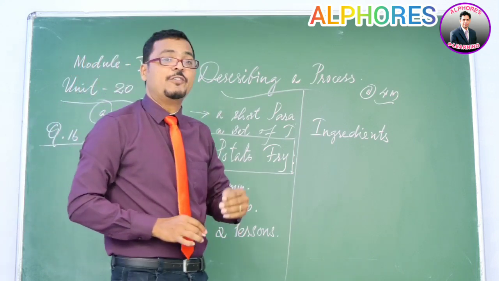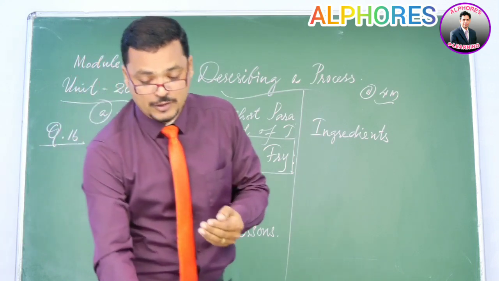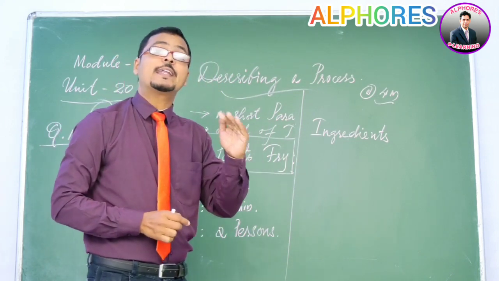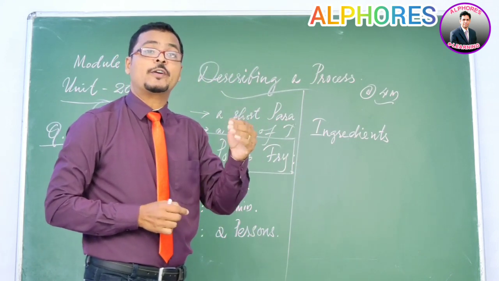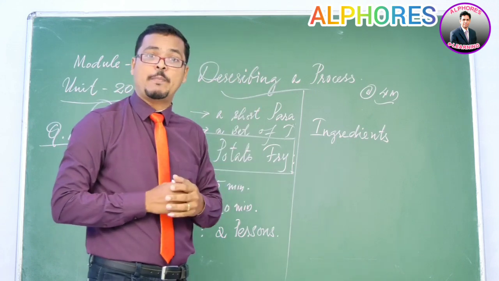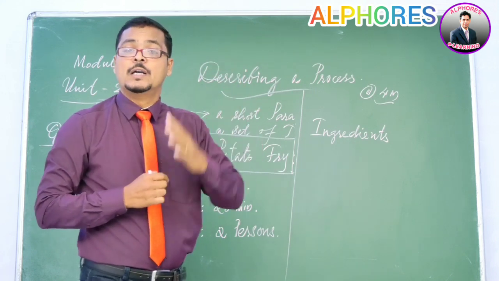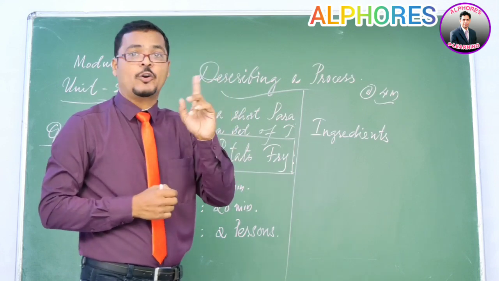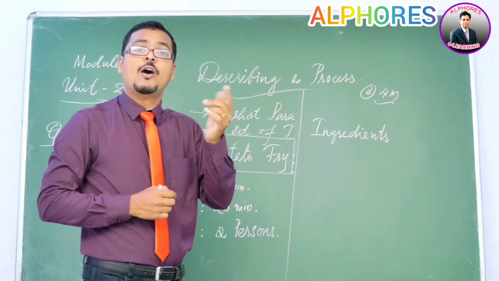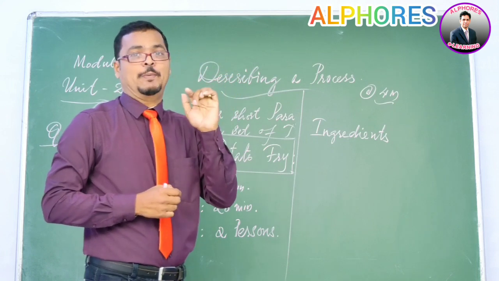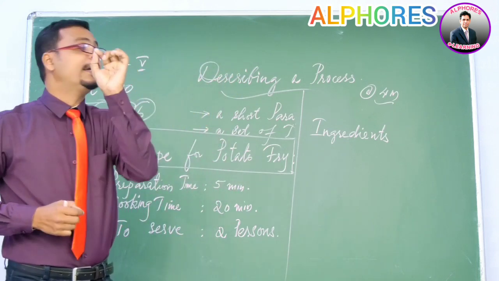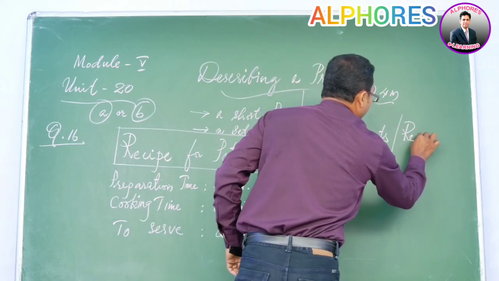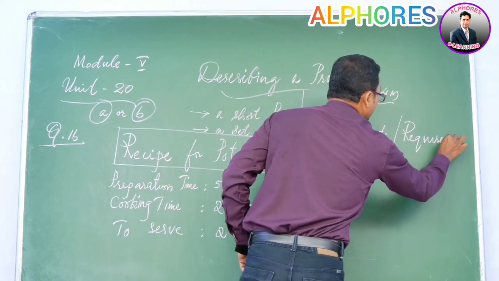Requirement is written for some other case. For example, if you want to send a registered post, or apply for a passport, or open an account in the bank, there we find requirements, not ingredients. If it is cooking, or a dish, or a recipe, we must include ingredients, children. And so the other word I gave you here is requirements. Accordingly, you have to use the word.